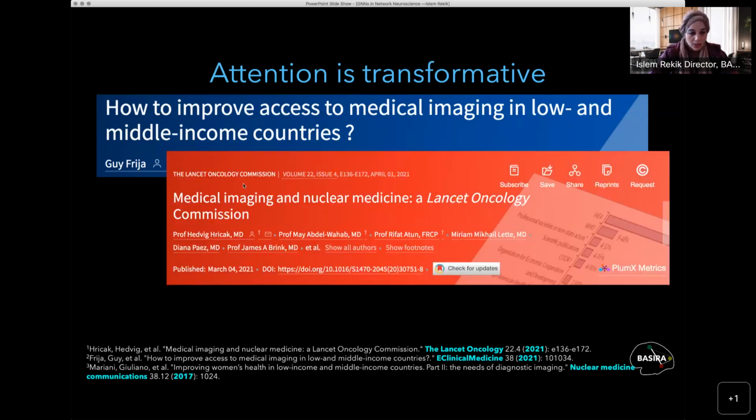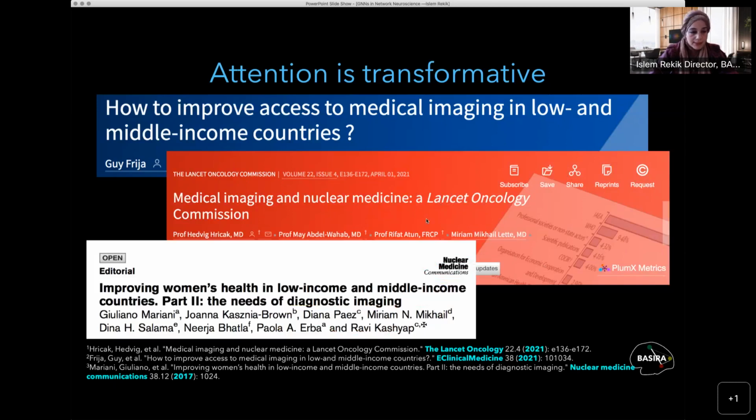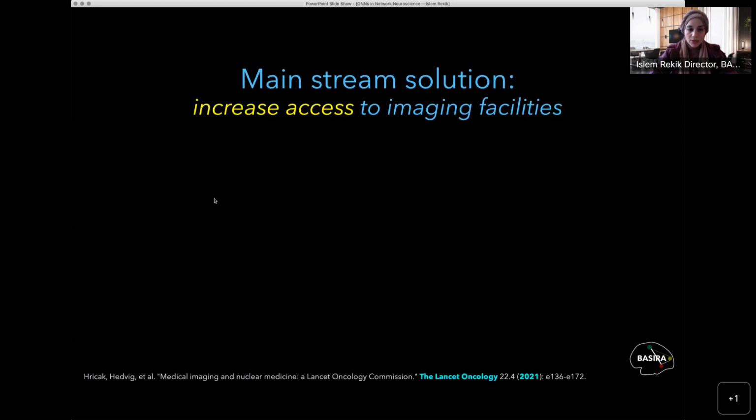You can see this is another one. All of these are published in really top journals: the Lancet Oncology, Clinical Medicine, Nuclear Medicine, Improving Women's Health in Low Middle Income Countries, the Needs of Diagnostic Imaging, Medical Imaging and Nuclear Medicine. These are very interesting papers that try to find a solution to this problem. The mainstream solution to this problem, as published in these works and many other similar works, is to increase access to imaging facilities. What does that mean?